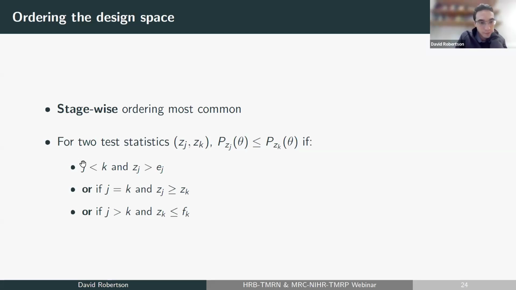The first is that you stopped earlier for efficacy. If you stopped earlier for efficacy, that's seen as more extreme against the null. Or you did stop at the same stage, so j equals k, but you've observed a larger test statistic. So that's, again, more extreme evidence against the null. Or you stopped later, so j is greater than k, but when it comes to looking at Zk, you've actually stopped for futility. So that also is seen as more extreme evidence against the null.